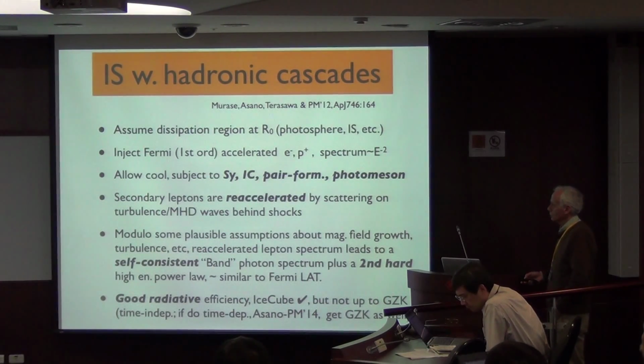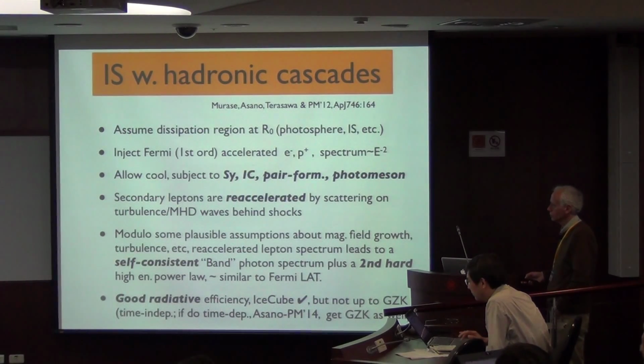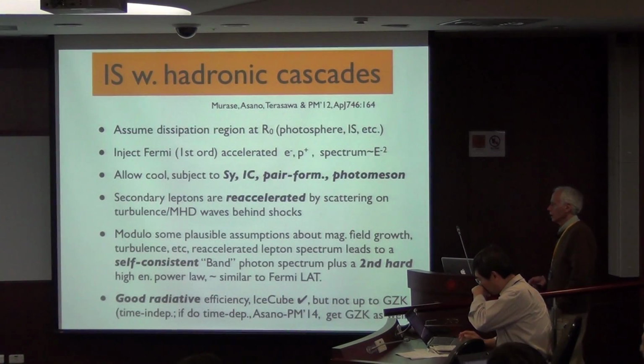You can assume a radius for the dissipation region, either a photosphere or internal shock, and then inject electrons and protons, which are first order Fermi accelerated, with a typical spectrum. You allow them to cool subject to synchrotron, inverse Compton, pair formation, photomeson, everything. And then you consider the reacceleration of the secondary leptons, maybe by scattering off turbulence or just shock reacceleration.